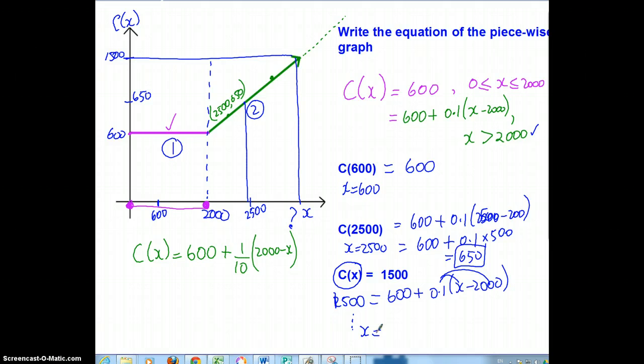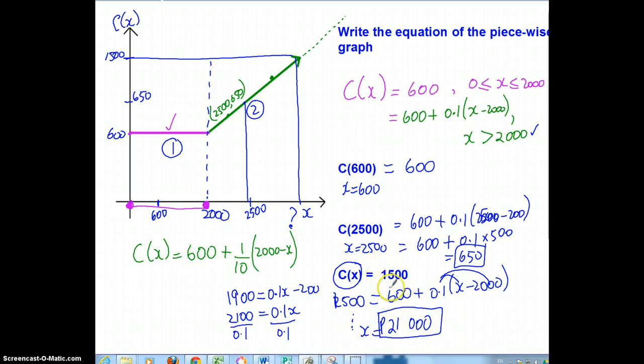And as we saw before, we would end up with, we should do that. So let's take 600 away from both sides. We've got 900 is equal to 0.1x minus 200. Take that 200 over there, so we've got 1,100 equals 0.1x. Divide by 0.1. Dividing by a tenth is the same as multiplying by 10. So in fact, for me to have a plan costing 1,500, that means I must have spent 21,000 pesos on calls and text. I hope that never happens.